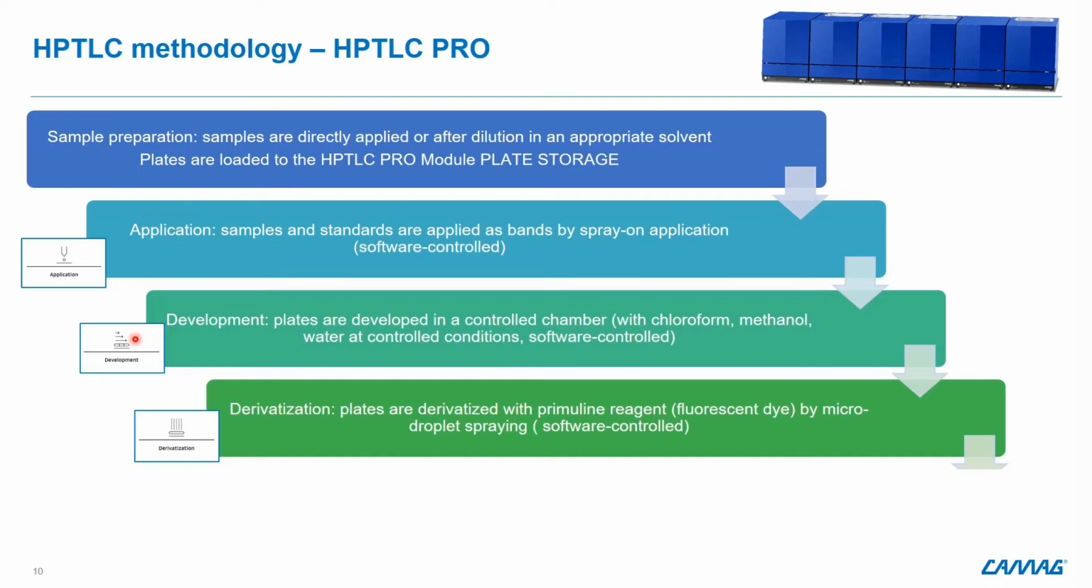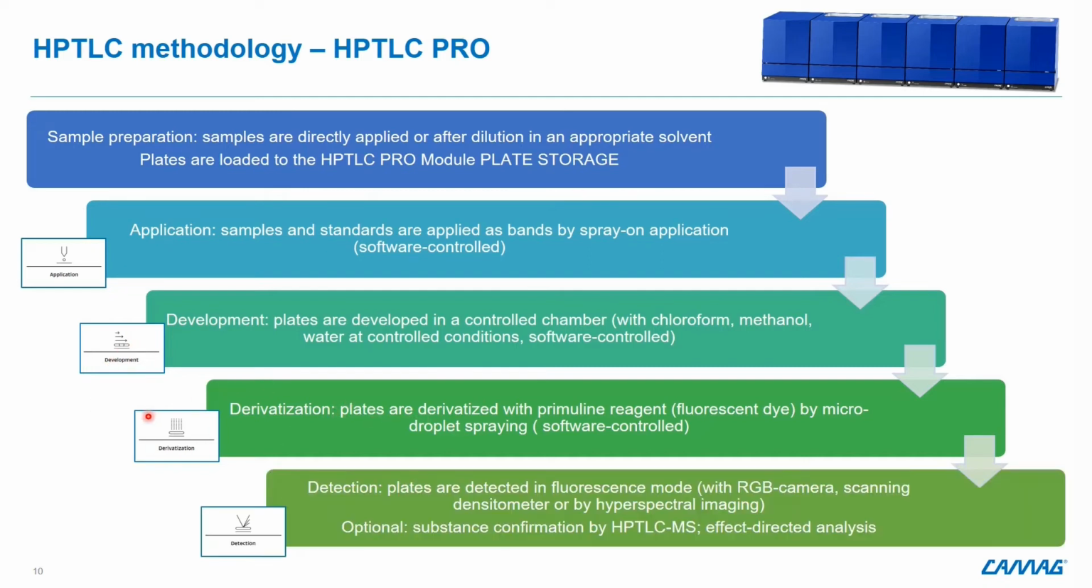Then the next step within the system is the automated derivatization by microdroplet spraying technique. After this step, the plate is detected. Currently, detection is done by capturing images at different illumination wavelengths with the documentation system or by scanning densitometry. The module detection for the HPTLC PRO system is not available yet, but will be based on hyperspectral imaging and is expected for 2023.